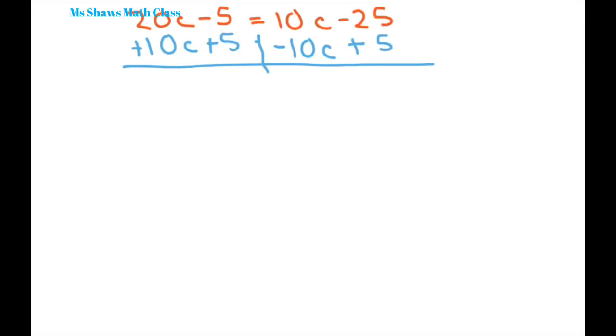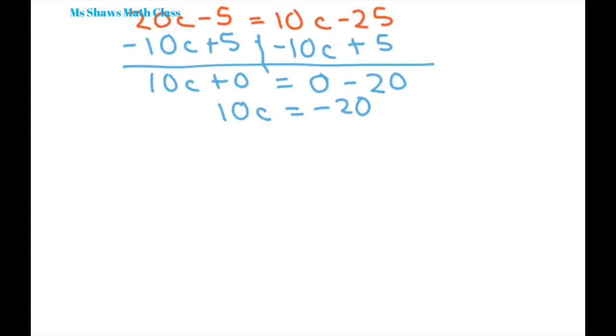So we're adding the 10C, no, we're subtracting it, sorry. Subtracting the 10C, so you get 10C plus 0 equals 0 minus 20. And with the zero property of arithmetic, that goes away, and we get 10C equals negative 20. Using your division property, just divide both sides by 10. 10 divided by 10 is 1. So you get C equals negative 2. Or the solution set is negative 2.